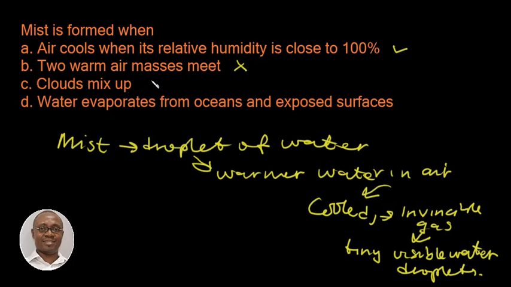C. Clouds mix up. This also is wrong. Option D. Water evaporates from oceans and exposed surfaces. Are we talking about the surfaces of the oceans? Well, a mist is often formed when warmer air over water suddenly encounters the cooler surface of the land. Okay, so this answer option is also incorrect. So the answer option A is the right answer.